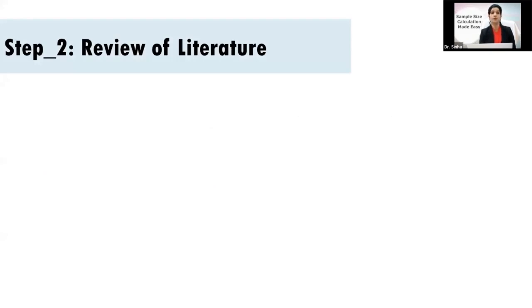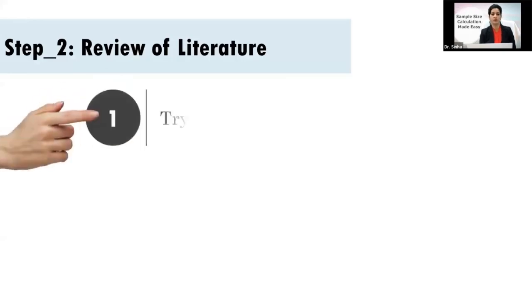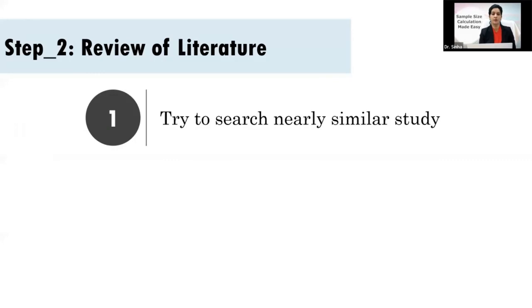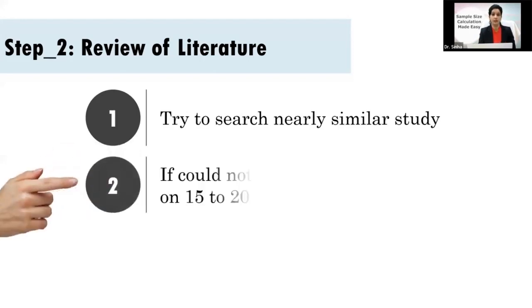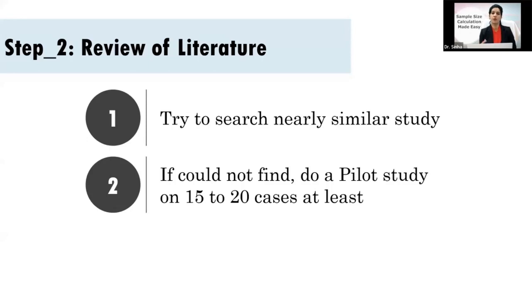Now the second step was the review of literature. Why do we do a review of literature? Basically we review the literature and try to find a similar study which has already been done on our research question, because then we will be able to identify the outcome in that particular study, based on which we can calculate the sample size. If your study is so novel that you are not able to find an exactly similar study, then you can do a pilot study, maybe on 15-20 cases, and get some estimate. Based on that estimate, you can calculate the sample size.